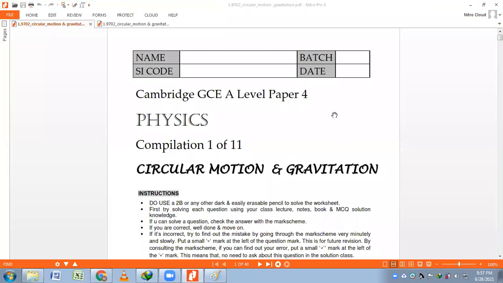All right. So circular motion and gravitation chapter. This is the first class for the worksheet solution discussion.